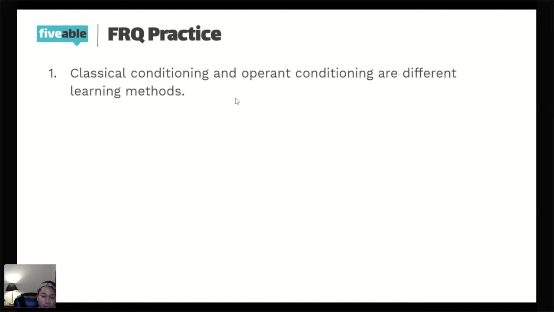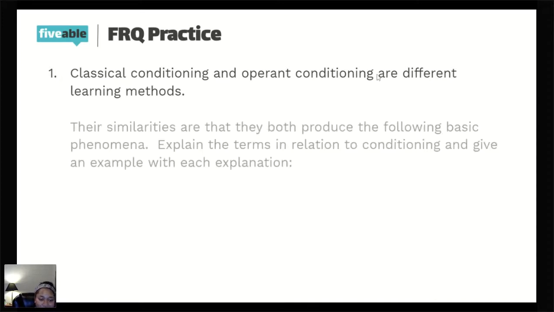Okay, so classical conditioning and operant conditioning are different learning methods. Yes, they are different learning methods. They're not the same thing. Their similarities are that they both produce the following basic phenomena. Explain the terms in relation to the different types of conditioning and give an example with each explanation.